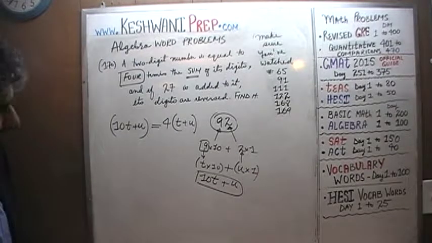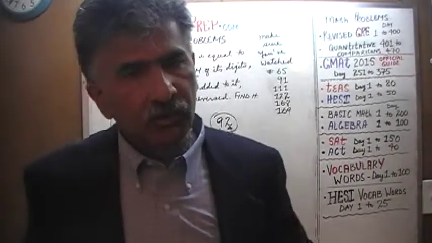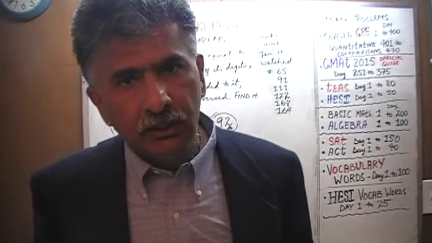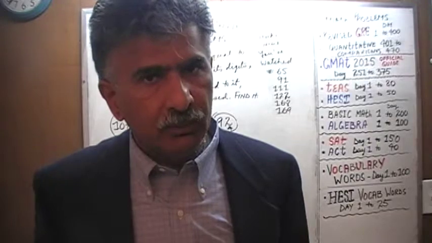That's our first equation. The second equation we need, of course, we need two independent equations because we have two unknowns. We have the tens digit that we have to solve for, T, and we have a unit digit, U. Since we have two unknowns, we need two independent equations.